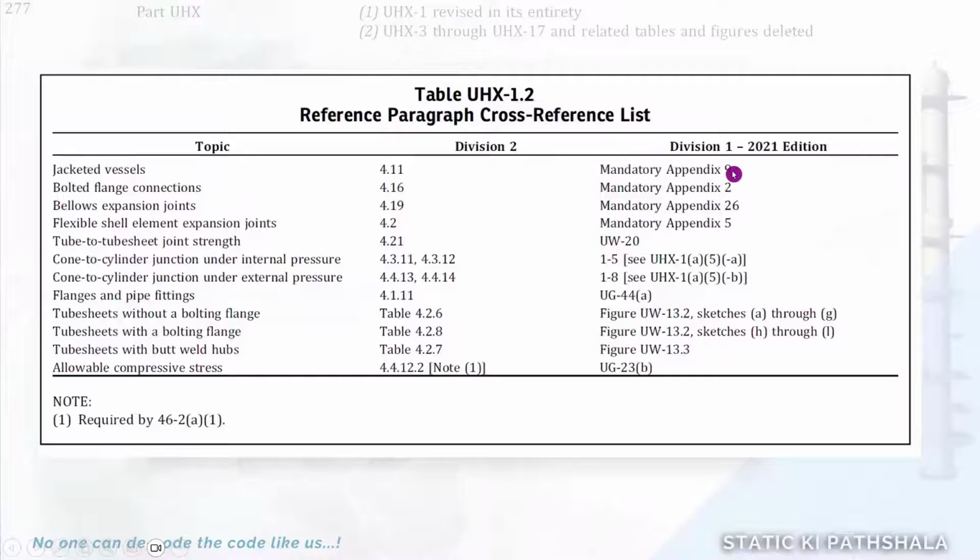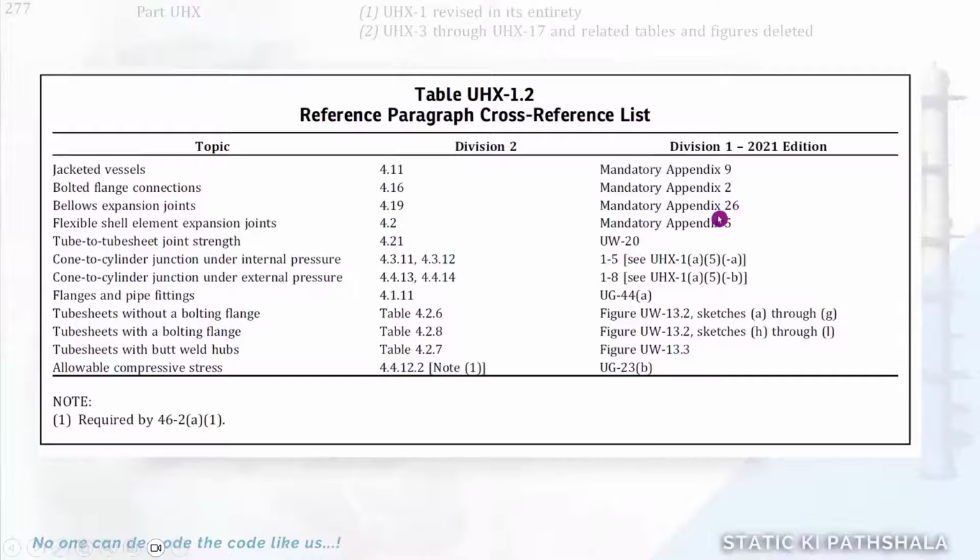So mandatory Appendix 9 is for jacketed vessels. Earlier, mandatory Appendix 9 was covering all the requirements for the jacketed vessel. Now they have again given the reference of 4.11. So you have to go to Division 2 for that. For mandatory Appendix 2, 4.16, they have given the cross reference. But still in mandatory Appendix 2, they have kept all the equations.